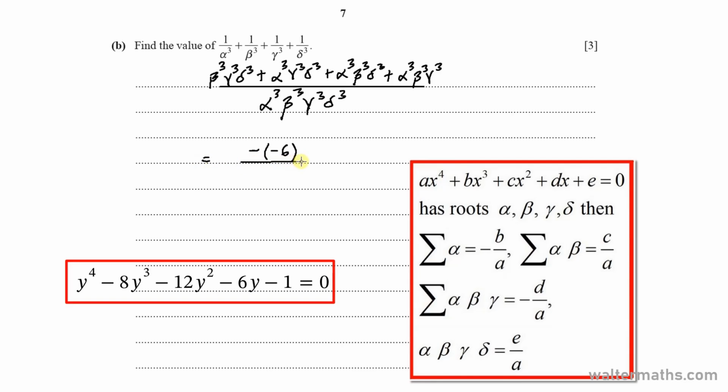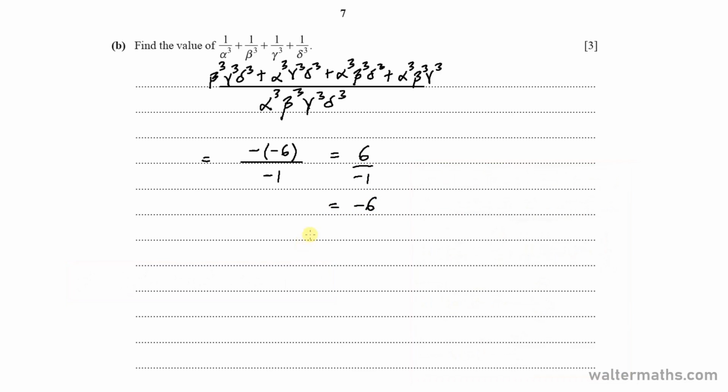And at the bottom, we have the product of roots. And we know that the product of roots for a quadratic equation is e over a. In our case, e is the term -1. And that's -1 over 1, which is just -1. So it's like we've got 6 over -1, which is -6. So the answer here is -6. We can scroll down to part C.